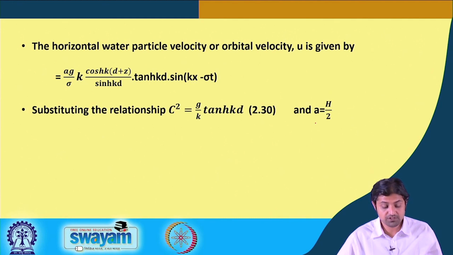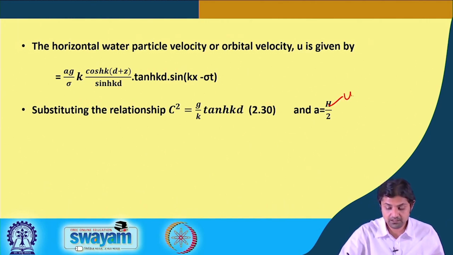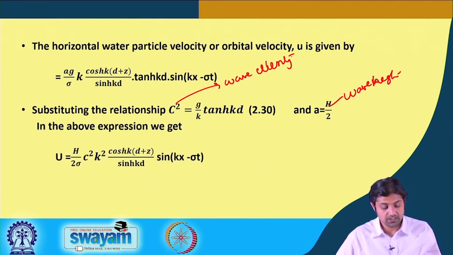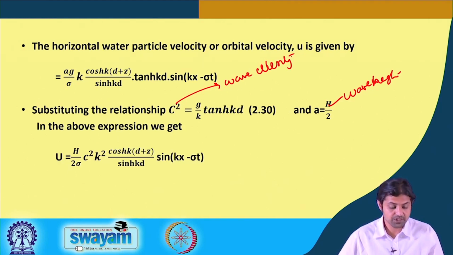if we substitute the relationship c square is equal to g by k tan h k d and small a as h by 2, because this is the wave height and this is the wave celerity, we get u is equal to h by 2 sigma c square k square divided by cos h k (d plus z) by sin h k d into sin (k x minus sigma t).